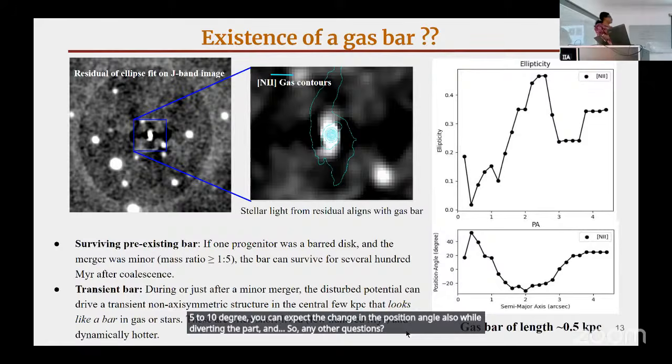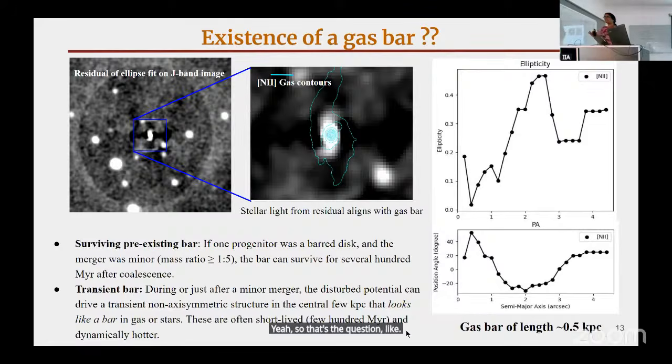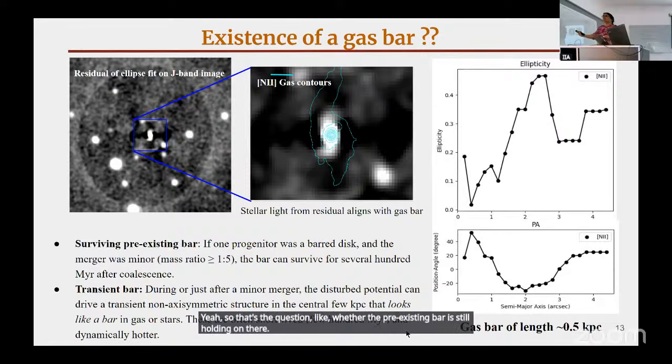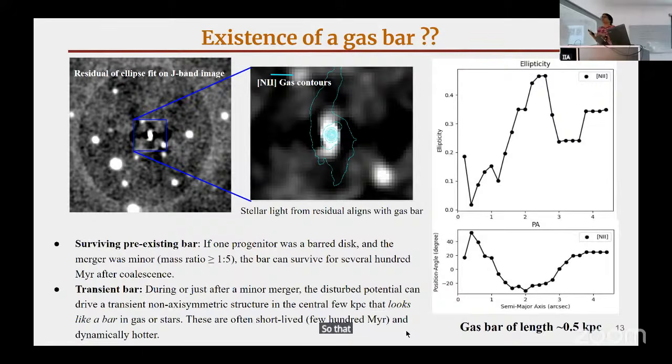Yeah, so that's the question, whether the pre-existing bar is still holding on there, or the merger is inducing the formation of a transient bar. So that's the question, like the merger time.